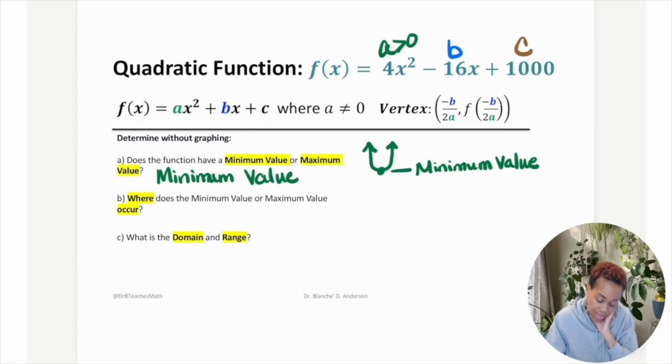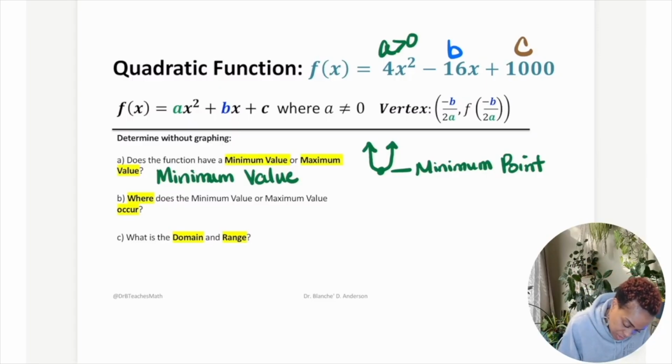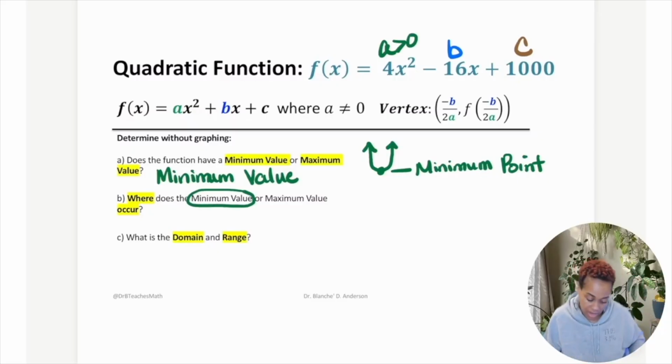Now, it has a minimum value, or it's going to have a minimum point. Let me change this to minimum point. That's the minimum point. At the minimum point, you have a minimum value and a location of that minimum value. Well, where does the minimum value or maximum value occur? So I'm going to circle minimum value because that's what we have. Now, you're like, well, how do I figure that out? Again, if you can find the vertex, right?